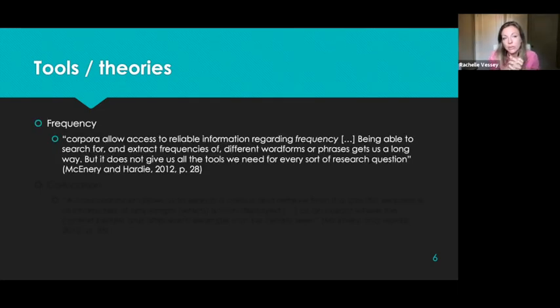So in my view, the core tools in corpus linguistics do entail certain theories that I'll be getting to in the next slide. So especially the notion of frequency. Drawing on McHenry and Hardy again here, they explain that corpora allow access to reliable information regarding frequency. Being able to search for and extract frequencies of different word forms or phrases gets us a long way. But it doesn't give us all the tools we need for every sort of research question.